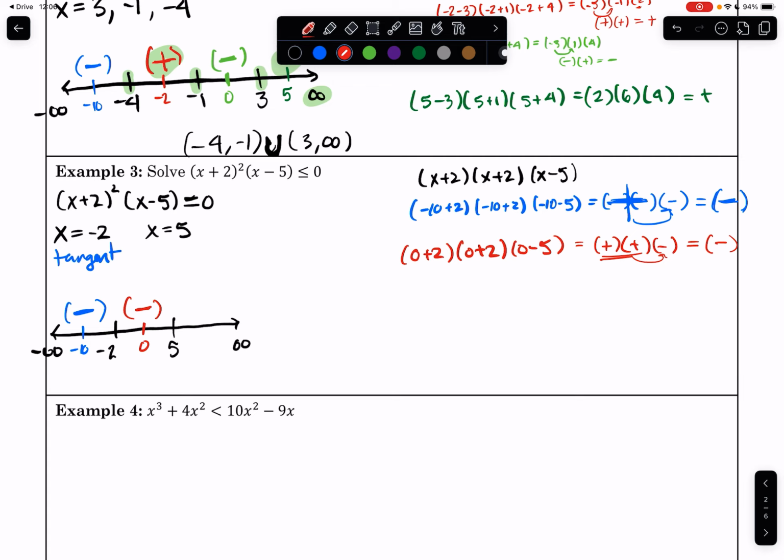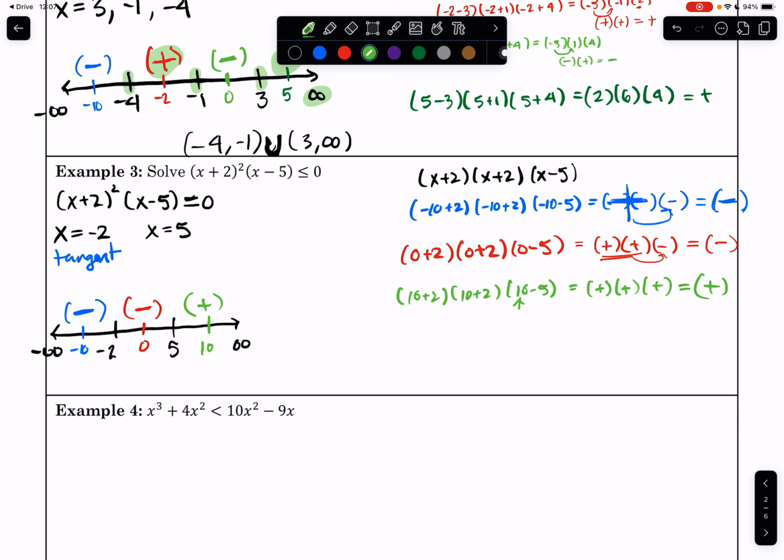And then our third interval. Well, from 5 to infinity, the number 10 is there. And again, you can use the number 6. Doesn't really matter, as long as you pick a number that's greater than 5. But I'm going to use 10. I like using 10. So 10 plus 2, 10 plus 2, and 10 minus 5. Well, 10 plus 2 is positive, 10 plus 2 is still positive, and 10 minus 5, even though we're subtracting, we're still positive because we have more positives than we have negatives. And multiplying 3 positive numbers together is positive. The answer would be a positive number. Okay?